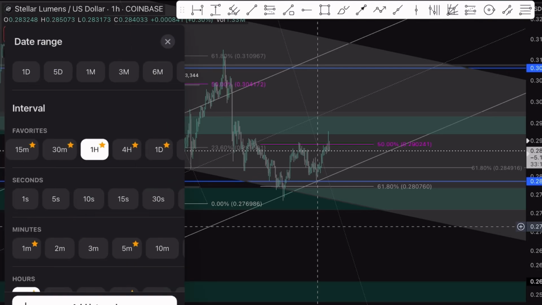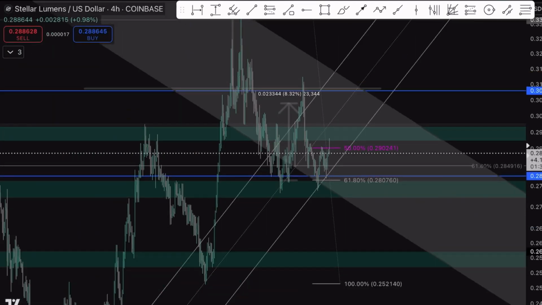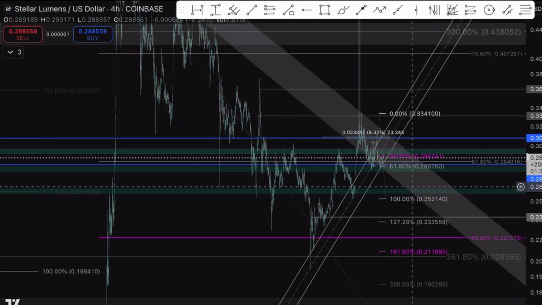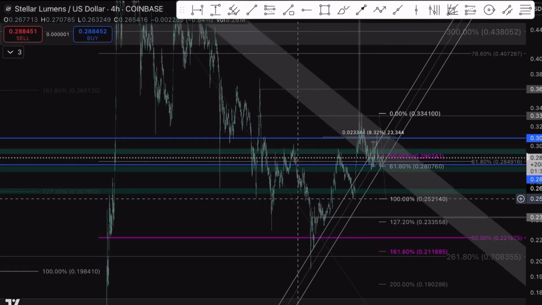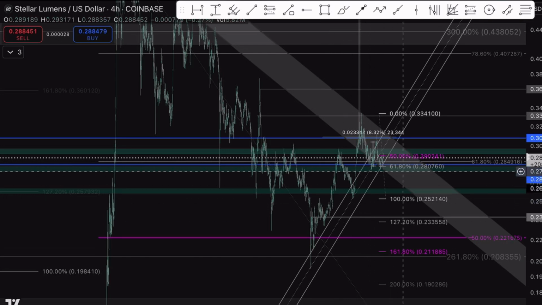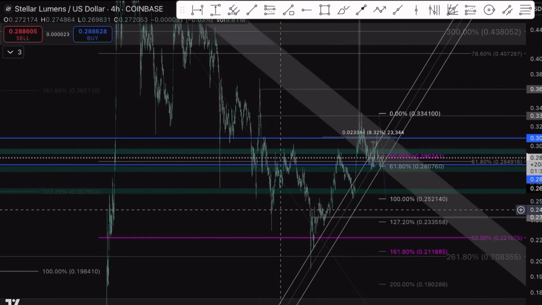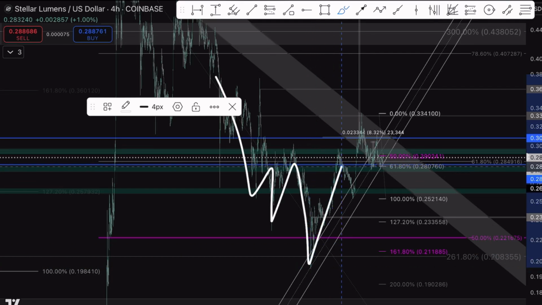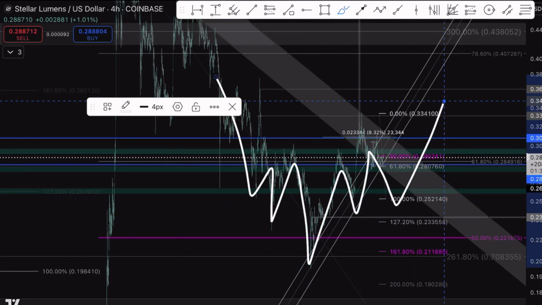Let's look at it from a higher time frame. I could see it potentially coming back down here to make like an inverse head and shoulders deal, right? So if I were to draw it out, where am I at? Like right here. I could see it doing this and then go up. Let me delete that.